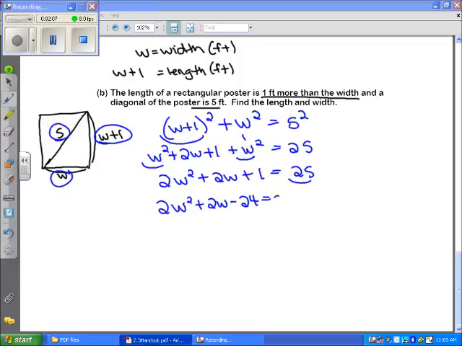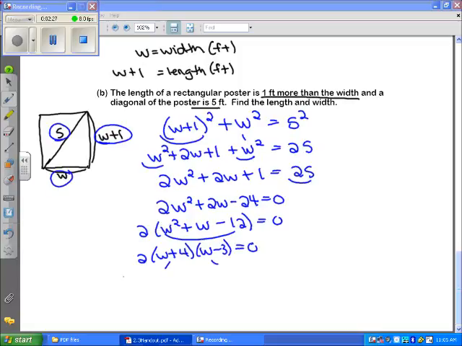Which gives me negative 24. And then I'm going to go ahead and solve this. I'm going to factor out a 2 first, and then factor this trinomial. And then set each of these factors equal to 0. For one, I get negative 4. Now I know the width cannot be negative, so that's definitely not my answer. For my other one, I get 3, and that makes more sense. So 3 does make sense.